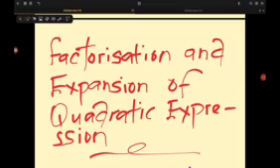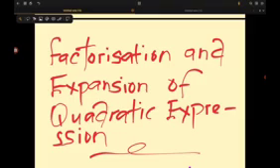Hello, good day. What we want to do today is factorization and expansion of quadratic expression. But before we go ahead to solve one or two questions on factorization and expansion of quadratic expression, let us quickly look at the difference between quadratic and linear. Quadratic can be divided into expression and equation depending on what you are given, while linear is always in the form of equation.